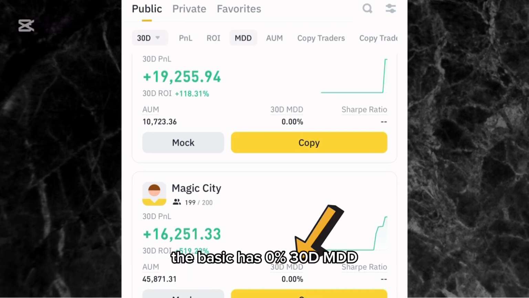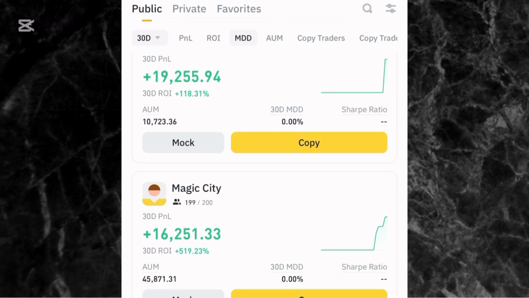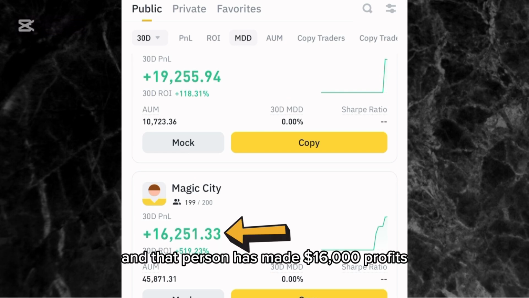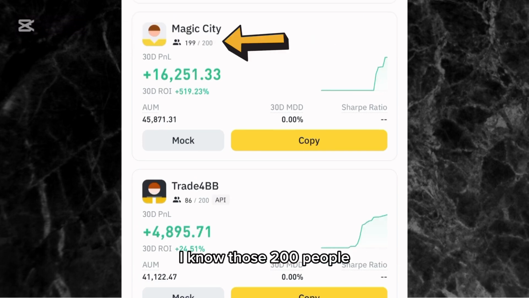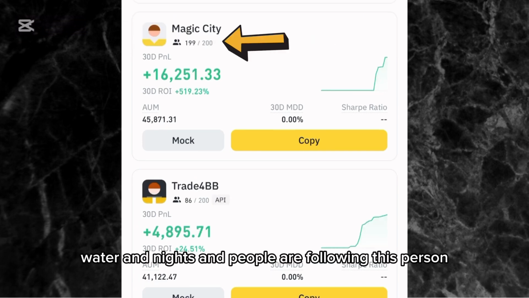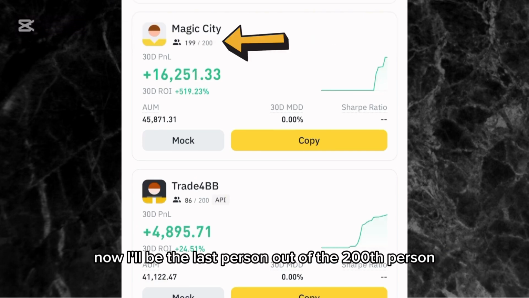The person has 0% 30-day MDD. And this person in the last 30 days has made 519% profit. And that person has made $16,000 in profit. And out of 200 people, 199 people are following this person. So that means if I follow this person now, I'll be the last person. That is the 200th person.